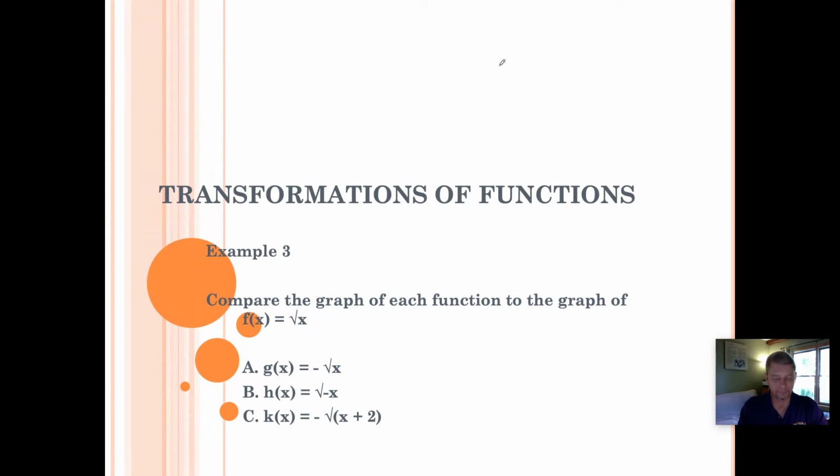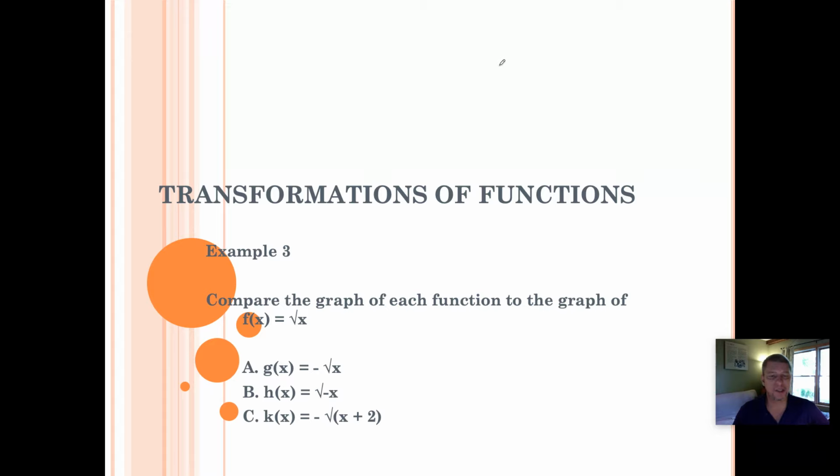Example number 3. Here, I want you to compare the graph of each function to the graph of f of x equals the square root of x. All I want you to do is tell me exactly what we did to this. So no math involved. I'm giving you the equations for g of x, h of x, and k of x, but I want you to look at these and tell me what's going on. So let's look at the first one.